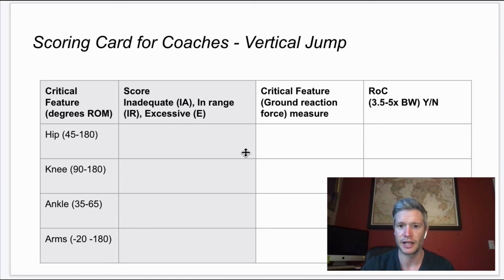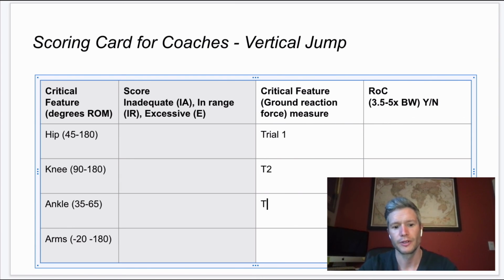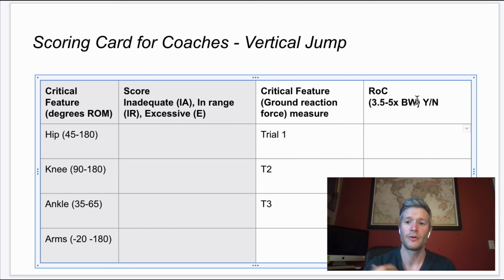And this shouldn't be in line with this. This should probably be a whole new chart, but they can also have some quantitative feedback for different trials. So trial 1, trial 2, trial 3, right? And then they can say whether the ground reaction force on the vertical jump was within the range of correctness as a percentage of their body weight, yes or no. So just yes, yes, no, no, and that's all they need to do, okay?